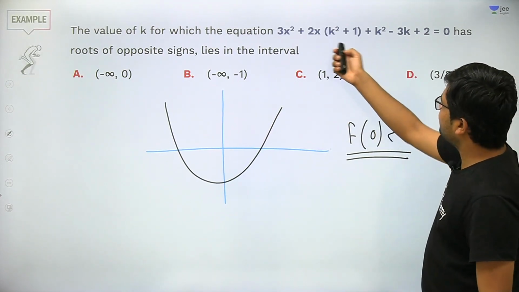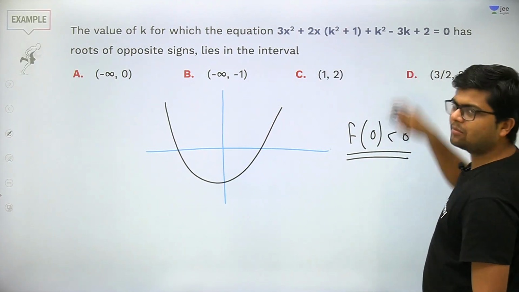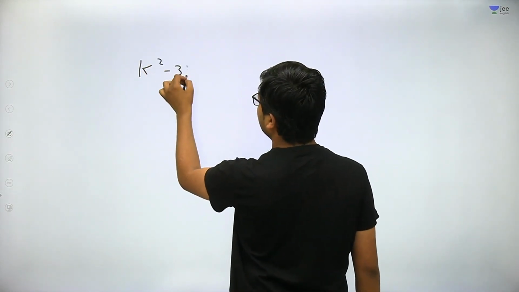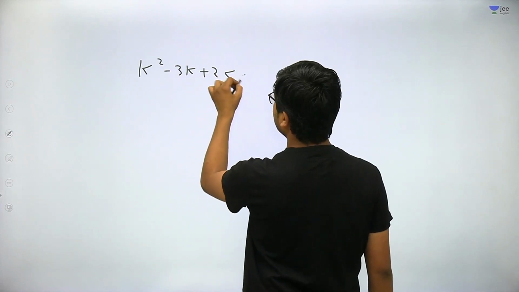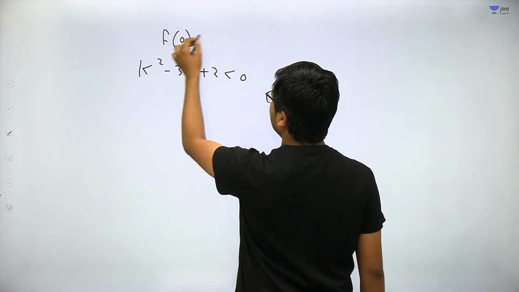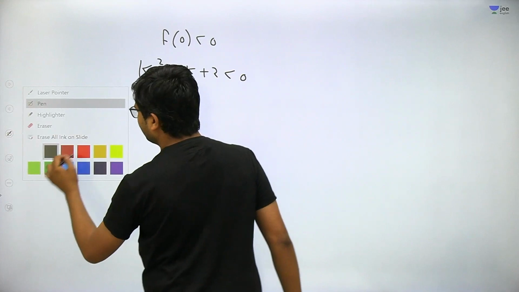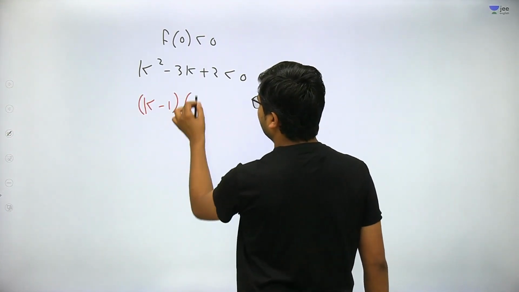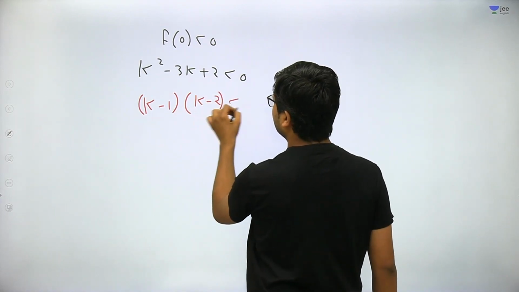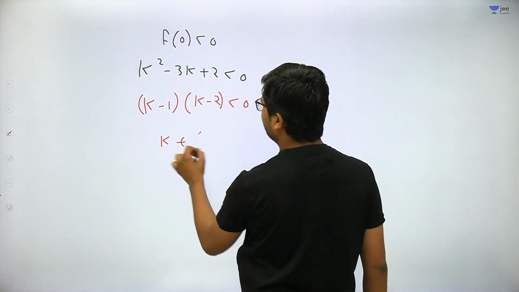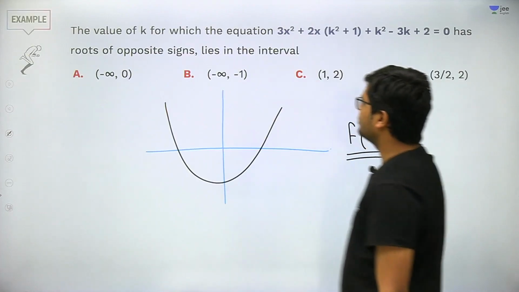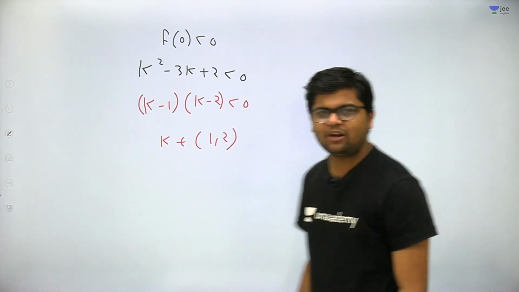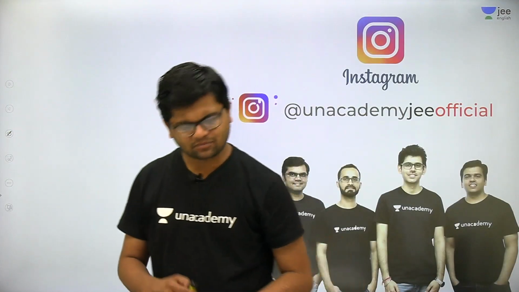So f of 0 will come out to be x0. From here I can conclude that k square minus 3k plus 2 should be less than 0, because this is f of 0, it should be less than 0. Getting my point? Now factorize this equation. It will become (k minus 1)(k minus 2) less than 0. So k will come out to be from the interval 1 to 2. Yes, the answer is C. Very basic, understandable question.